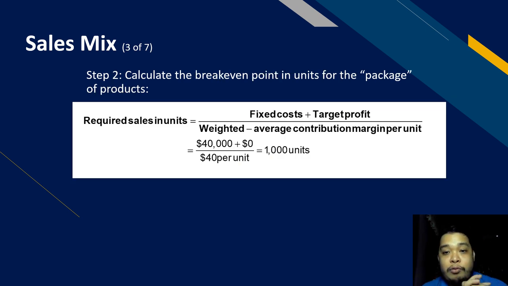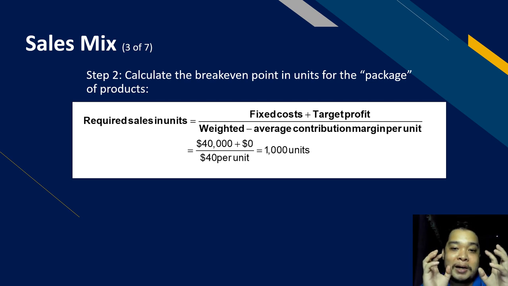So you compute as usual, no? So calculate the break-even point in units for the package of products. So in this case, the fixed cost is 40,000 divided by the weighted average contribution margin per unit, which is $40 per unit. So you need to sell 1,000 units. Okay, but remember, units here refers to one package. Okay, so one unit is equal to 3/5 of beds and 2/5 of posts, right?